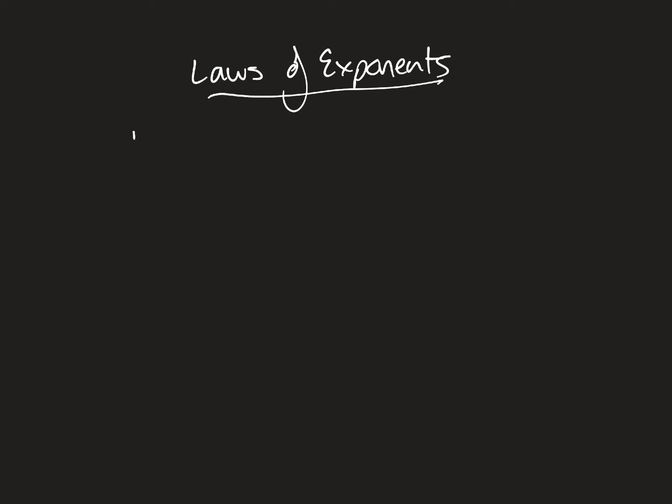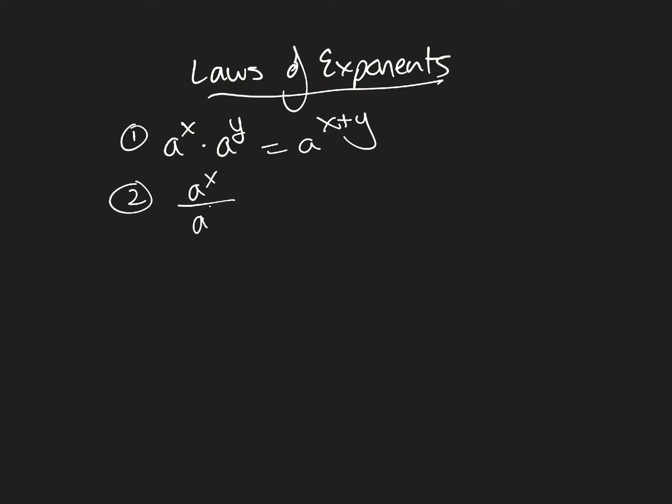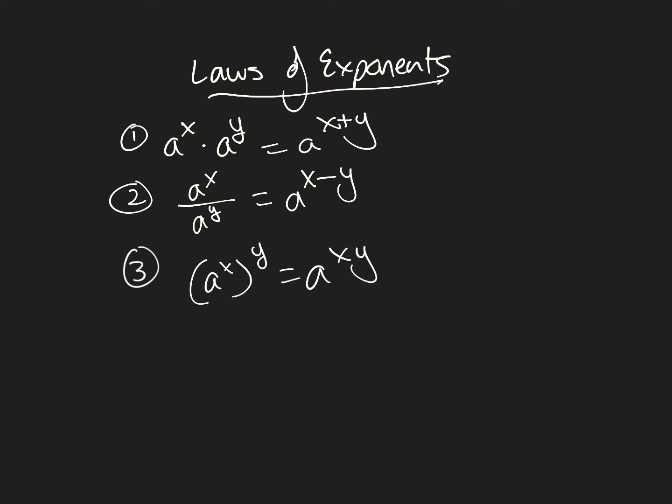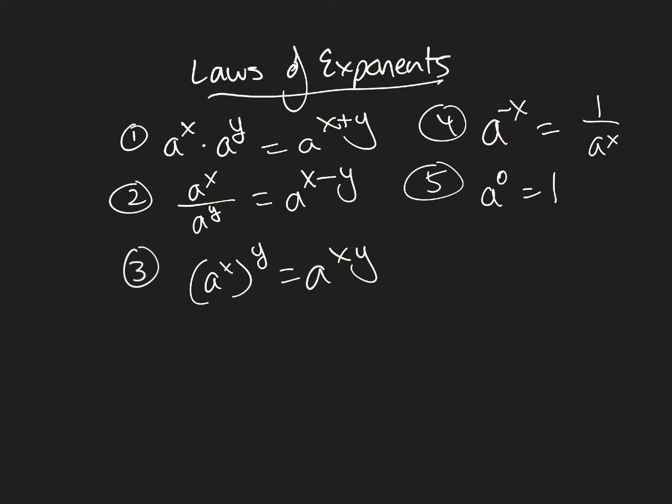So the first would be that when you are multiplying with the same base, you add the exponents. When you are dividing with the same base, you subtract the exponents. And a power to a power, you multiply. Another good one to know, and that many of you know, is that a to the negative x is the same as 1 over a to the x. Of course, anything to the 0 power is 1.